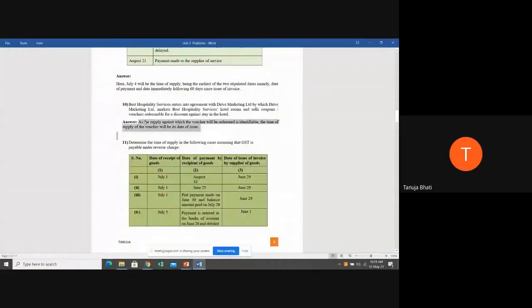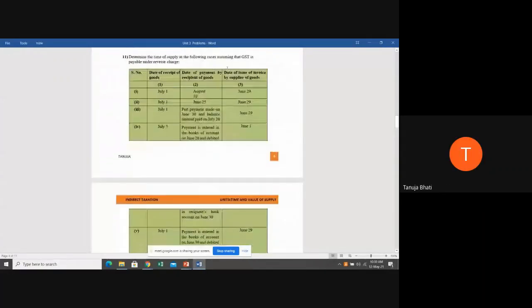Very good. So in this particular problem, as the supply against which the voucher will be redeemed is identifiable, we know that the voucher can be used only for the stay in the hotel and nothing else. Therefore, the time of supply of vouchers will be its date of issue. So time of supply will be the date on which Best Hospitality Services sells the coupons. Is this clear, students? Yes, ma'am.